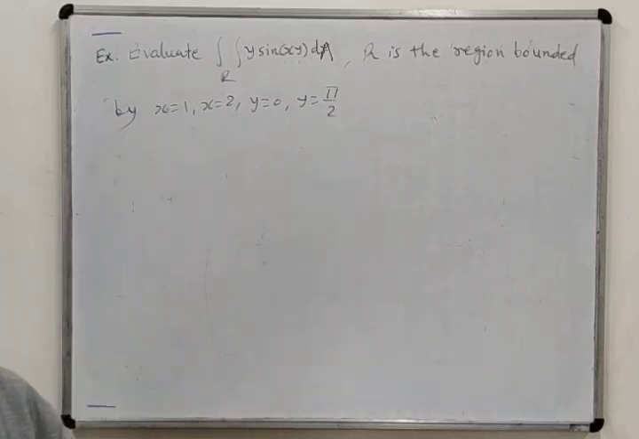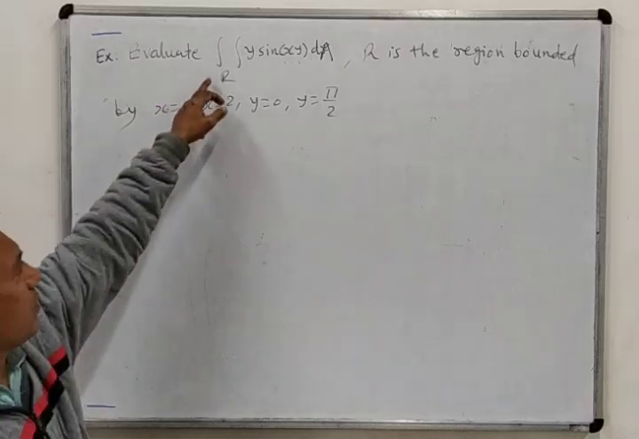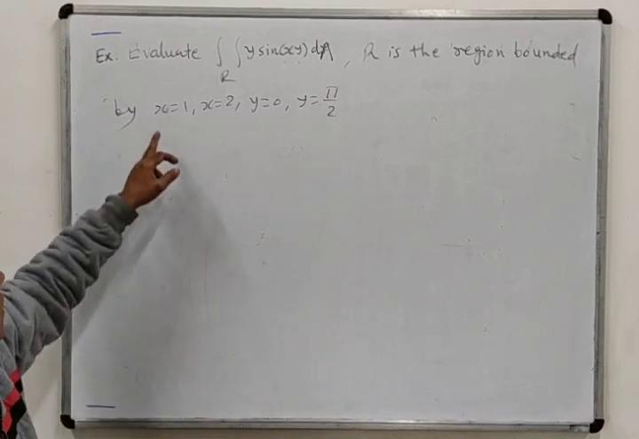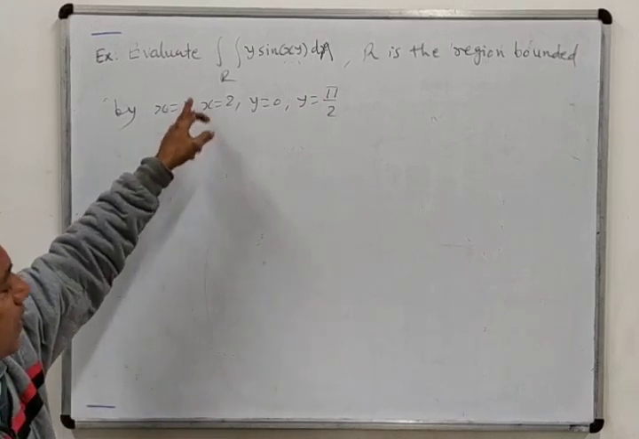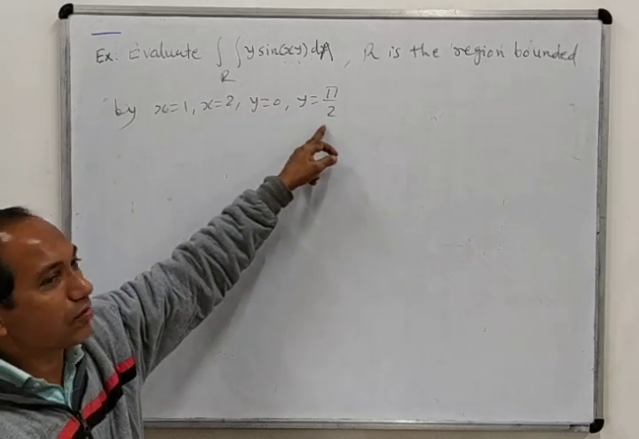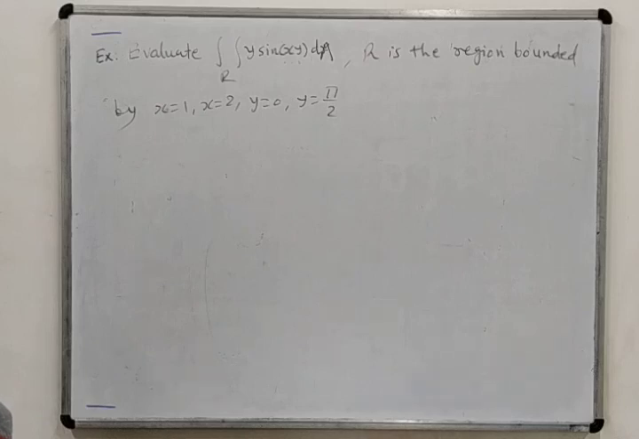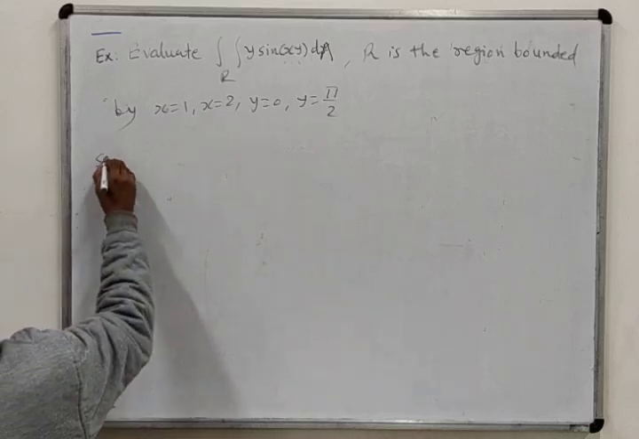So here you can see this example is very simple. Limits are not given. We require to determine the limits. For that we need to draw the figure. As I told you, see the type of figure: x = 1, x = 2, y = 0, y = π/2. All of them are straight lines, parallel to the x-axis and parallel to the y-axis. So obviously we will get a square or rectangular figure, and wherever we get a square or rectangular figure, if you don't draw the figure, then also it will do. You can do it directly.